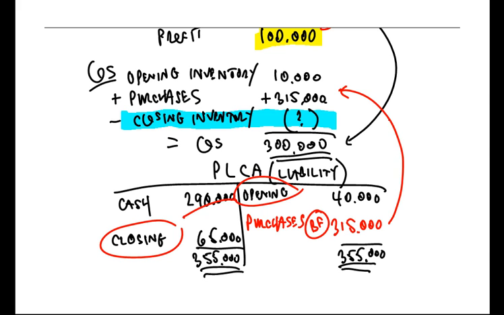Well, if you just take the 10,000 of opening inventory and add the purchases figure of 315,000, that gives me 325,000. Now, if that equals 325,000, what would you have to deduct to get back to just 300,000? Well, I think I'd need to deduct £25,000 to make that cost of sales calculation work. And if I just do a double check, if you now take 10,000 of opening plus 315,000 of purchases less the 25,000 of closing, that does give me 300,000.